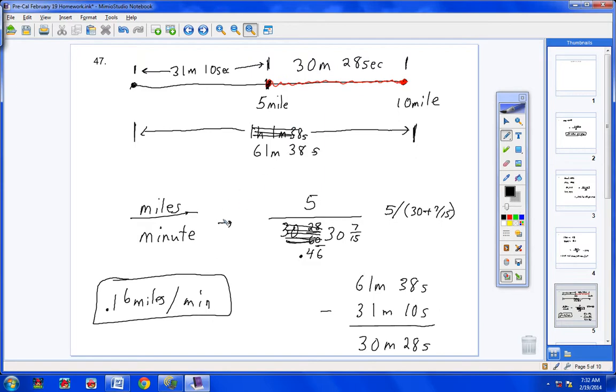Pretty good problem, man. A lot of thinking there, but that is how you would do that, okay? You've got your total time, your partial time, subtract the two, and you'll get the time for this right here. Of course, the distance from here to here would be 5 miles, and they want to know the miles per minute, so I put my miles up top, my minutes in the bottom. She traveled 5 miles in 30 and 7/15 minutes. Divide that out, and she's traveling 0.16 of a mile in 1 minute.